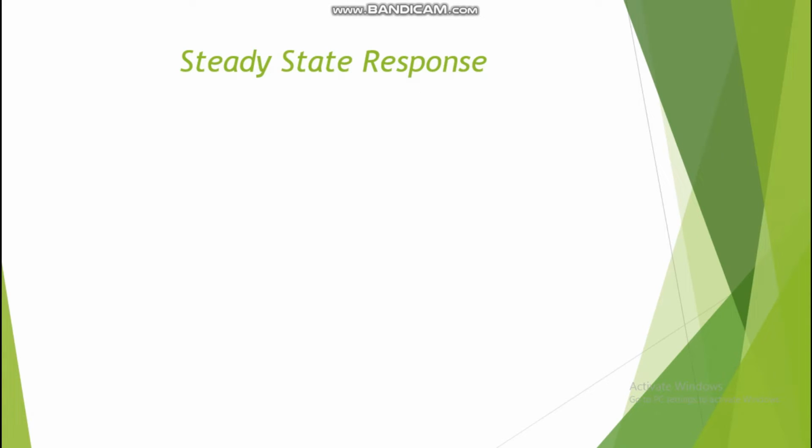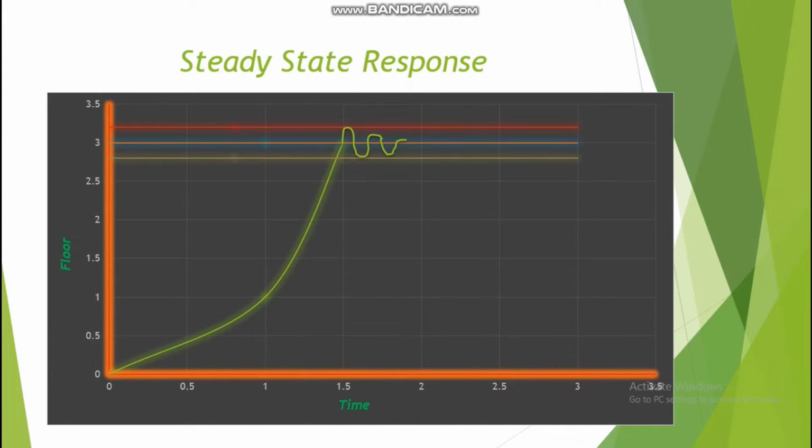Let's have a look at the steady state response. For that we are taking the same case in a different scenario. Now the y-axis represents the floor, not the velocity in this case. Let's say the guy wants to move from the ground floor to the 3rd floor. So there are two steady states involved in this case. The first one is the ground floor and the second one is the 3rd floor. These two are the steady states. And our transient response would be the motion from one steady state to the other, that would be from the ground floor to the 3rd floor.